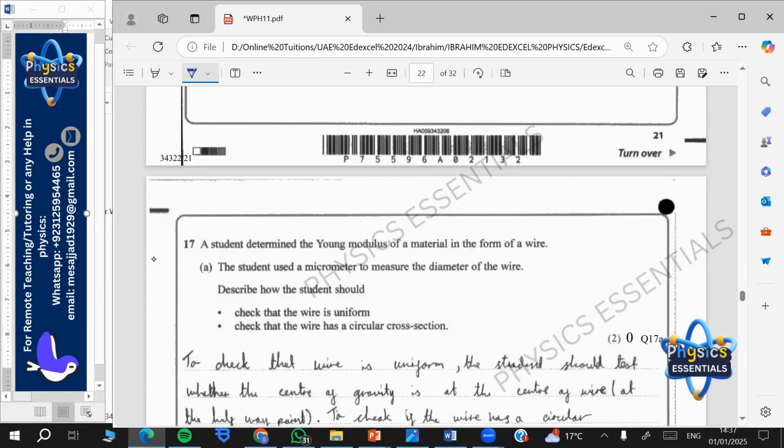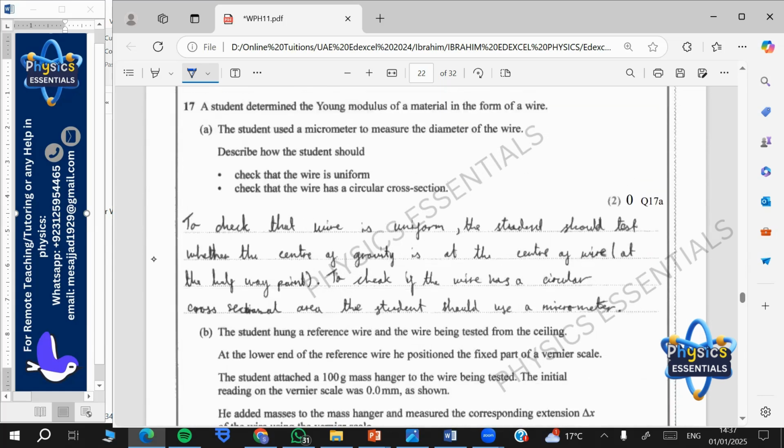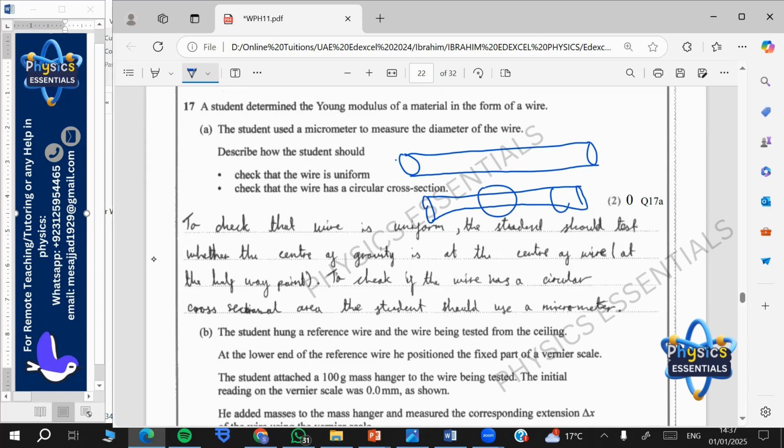Okay. Question number 17. A student determined the Young modulus of the material in the form of a wire. The student used a micrometer to measure the diameter of the wire. Describe how the student should check the wire is uniform. Check that the wire has a circular cross section. Wire is uniform means it has the same thickness all along. Okay, so this is uniform and this is not uniform. You can see from here it is not thick, from here it is thick. So if you measure the diameter here, here, and here, and it has a different measurement result for each thickness, it means the wire is not uniform.